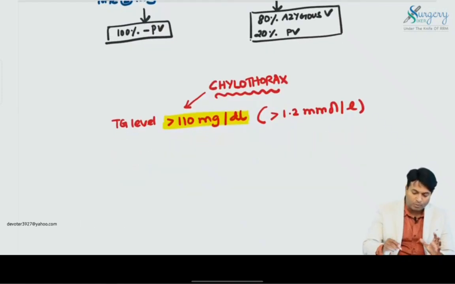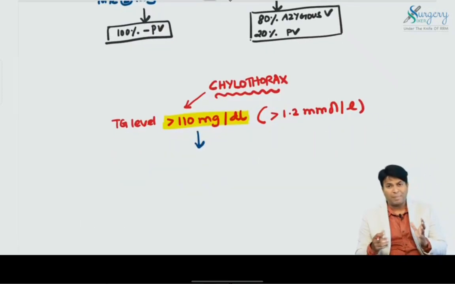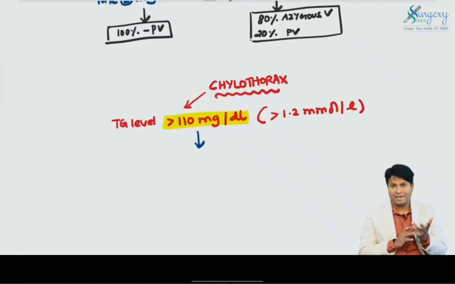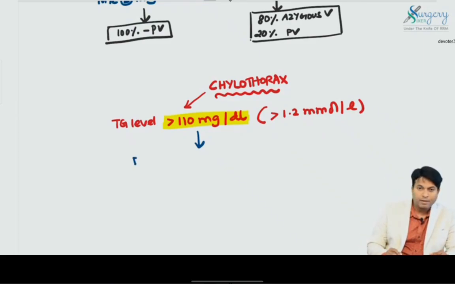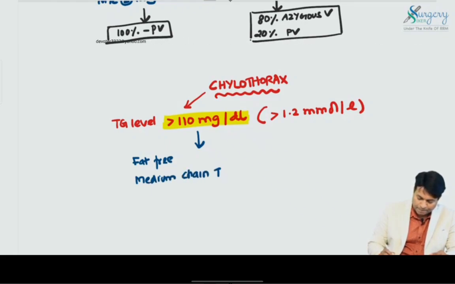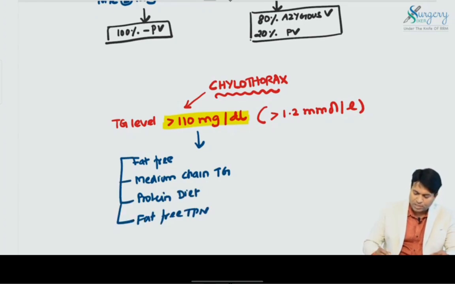Now I'm going to first manage chylothorax. Usually this follows a malignancy or surgery, like esophagectomy, where we have injured the thoracic duct inside, and that causes chylothorax. Initially we manage them with a fat-free diet, or if you want to give fat, medium chain triglycerides are given. We will give a protein diet. If you give fat-free TPN and manage these patients, most of them will heal with this conservative management.